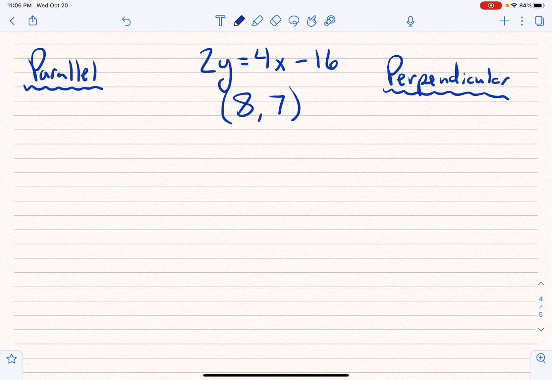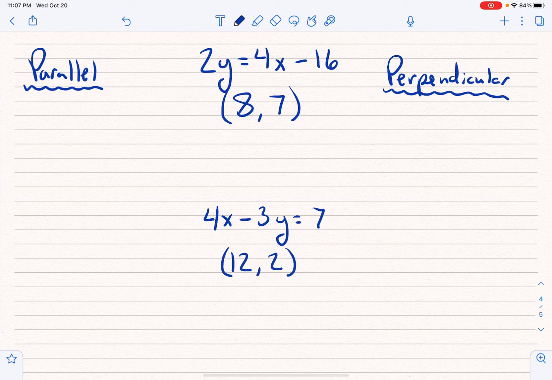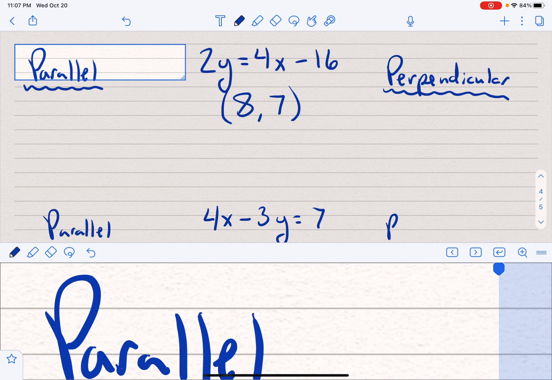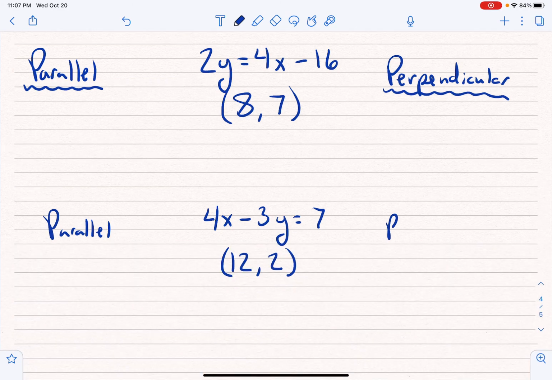For the next one, let's make it a little more interesting: 4x minus 3y equals 7. For that one, I want it to pass through the point 12, 2. I want one that is parallel and one that is perpendicular. All right, ready, set, go. In 10 minutes, we'll work these out.